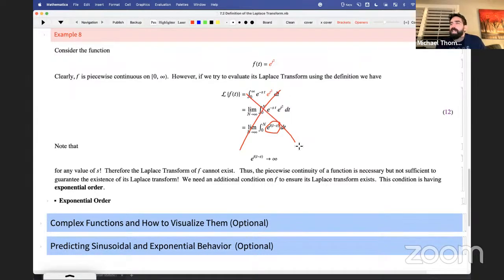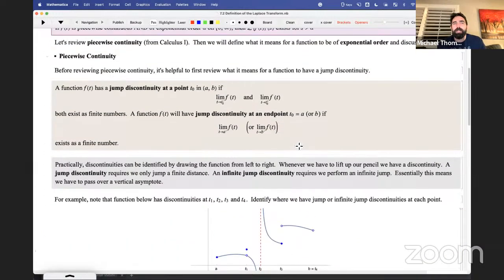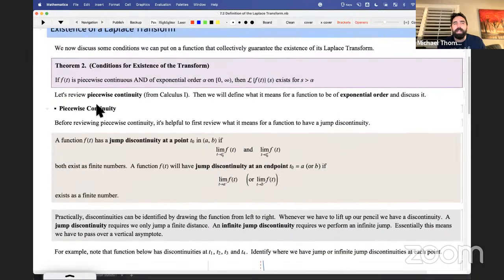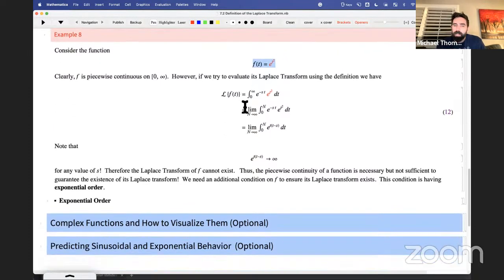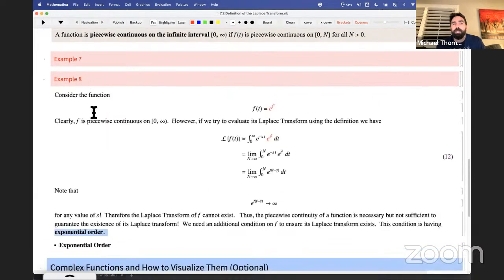So something's happening here because it's definitely piecewise continuous, which was one of the conditions that we need, right? We need piecewise continuity, but that's not enough, right? The function also has to not grow very fast. This one's growing too fast. Okay, so we have to somehow figure out exactly how fast can our function grow? And this is where we talk about exponential order. As long as we can get it capped, then we can ensure that the transform exists. So let's talk about exponential order next.